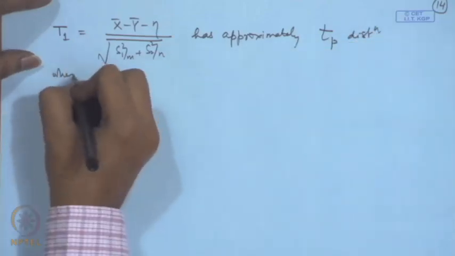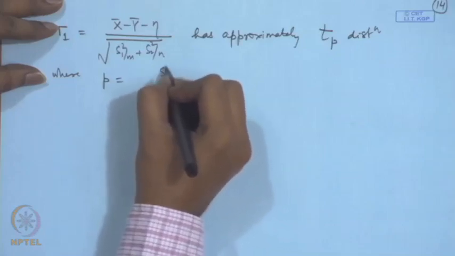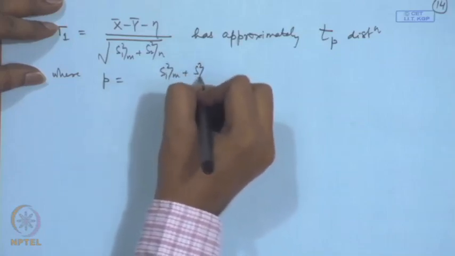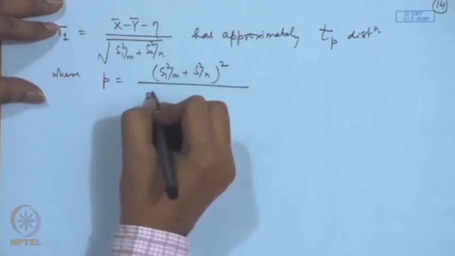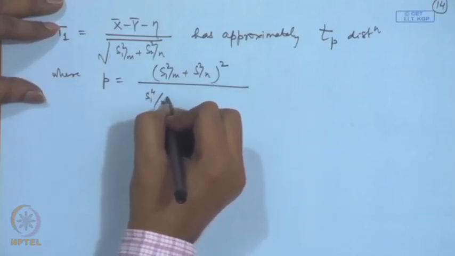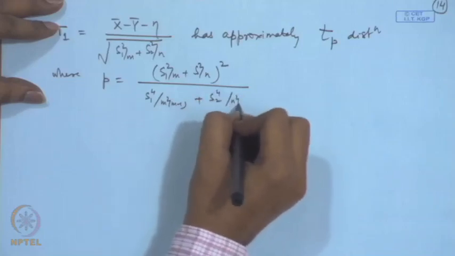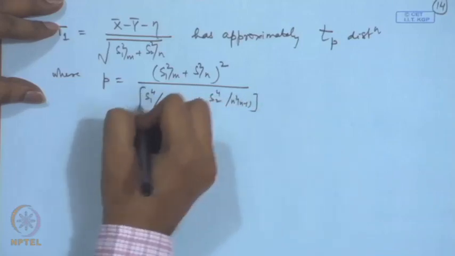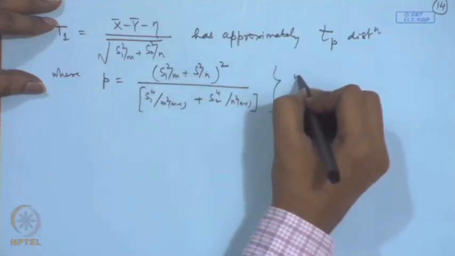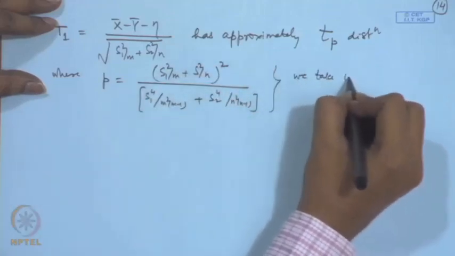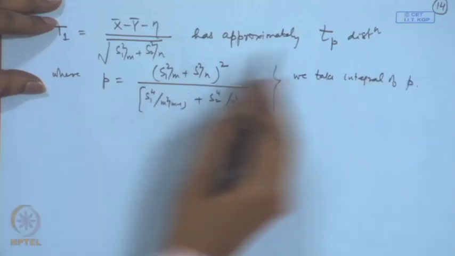where p is equal to (s 1 square by m plus s 2 square by n) whole square divided by (s 1 to the power 4 by m square into m minus 1, plus s 2 to the power 4 by n square into n minus 1). And now, this value need not be an integer. So, we take the integral part of p for the degrees of freedom.